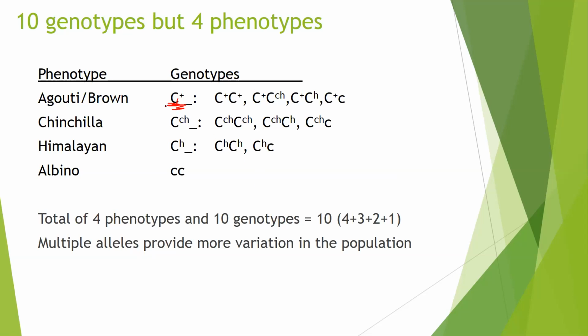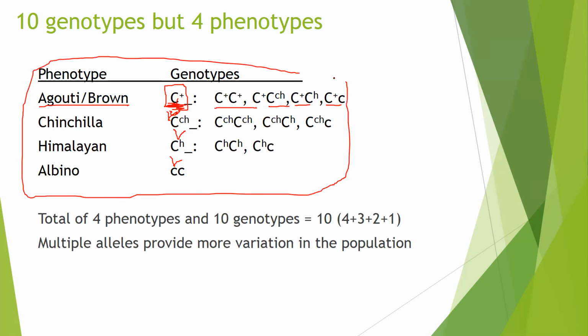Okay, so for example, if there's one allele like this, all of these will show this phenotype, because this one is greater than this one, and this one is greater than this one. I'm not going to go into details, but you can study this by yourself. So that shows how complicated it is if there are more than 2 alleles for a single gene.